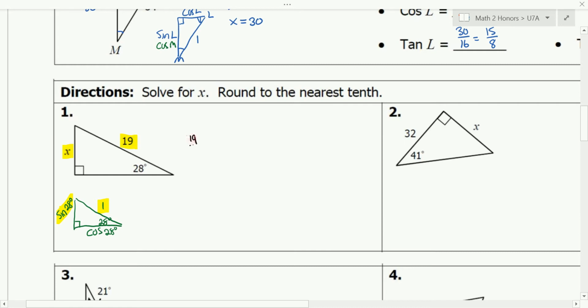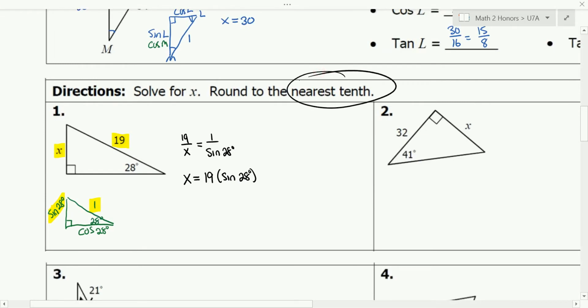19 over x is 1 over sine 28. Okay. And then you can cross multiply. x times 1 is x. 19 times the sine of 28 is 19 times the sine of 28. You can't multiply the 19 with the 28 because the 28 is kind of connected to that sine. That comes together, it represents a certain length. And that's as far as you can go without a calculator. We're going to round to the nearest tenth, so that's only 1 decimal place out. So we're going to use our calculator now. Type that in, see what you get. You should get roughly 8.9.